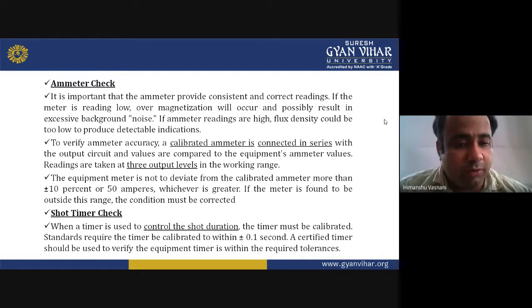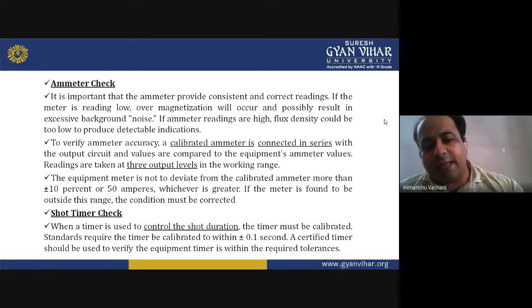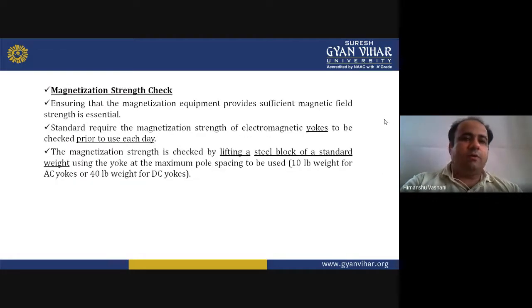And short timer check. When a timer is used to control the short duration, the timer must be calibrated. Standards require the timer be calibrated to within plus or minus 0.1 second. A certified timer should be used to verify the equipment timer is within the required tolerances.